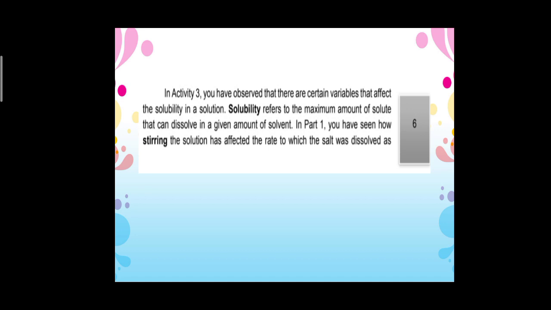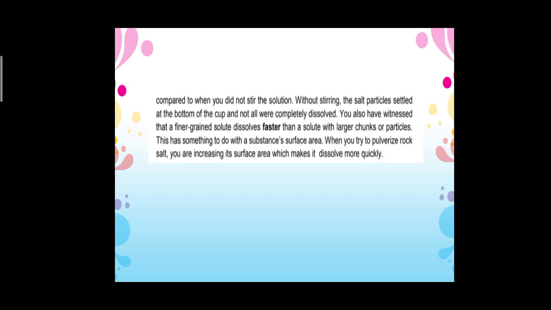So, in activity 3, you have observed that there are certain variables that affect the solubility in a solution. Solubility refers to the maximum amount of solute that can dissolve in a given amount of solvent. In part 1, you have seen how stirring the solution has affected the rate to which the salt was dissolved as compared to when you did not stir the solution.